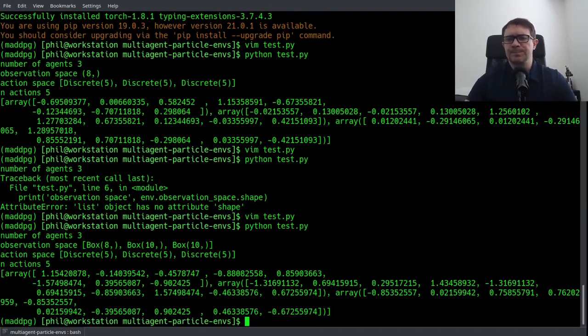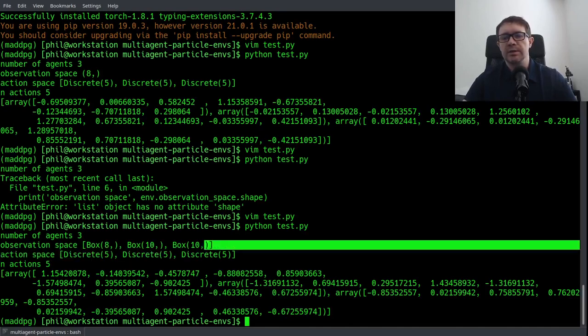Okay, so now this is a little bit more clear. So what we see is that we have three agents. Our observation space is going to be a list of three vectors. The first vector will have eight elements, the second vector will have 10, and the third vector will have 10. So this one with eight elements is going to be our adversary, and these two with 10 are going to be our two cooperative agents.